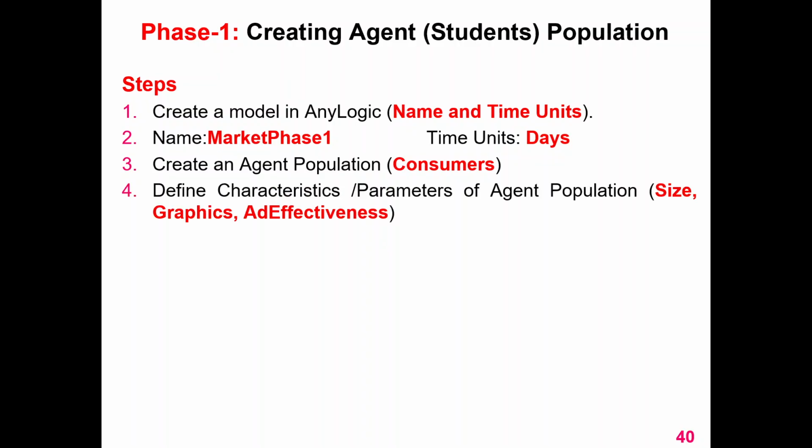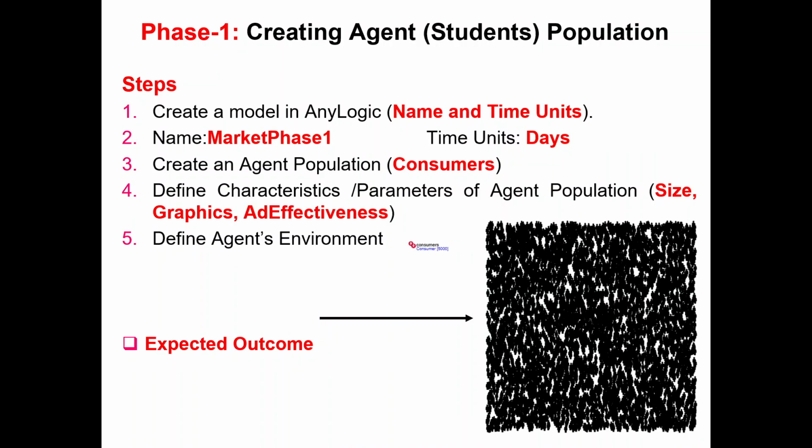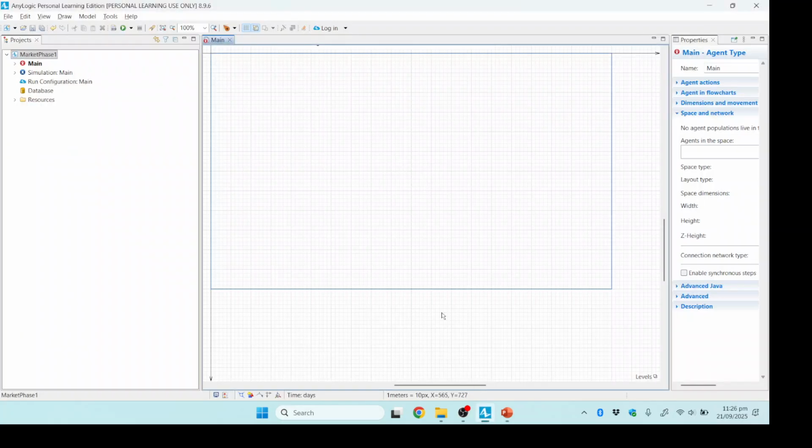Here we will define the agent population of the students, and then define some attributes of this population like size and graphics. Then we will add ad effectiveness as a parameter of the population, define its environment, and finally run the simulation, and our expected outlook will look like this. But don't worry, we will see how it is actually done in AnyLogic. So we move towards AnyLogic. In AnyLogic, I have already opened a file named market phase 1, and the units are days.